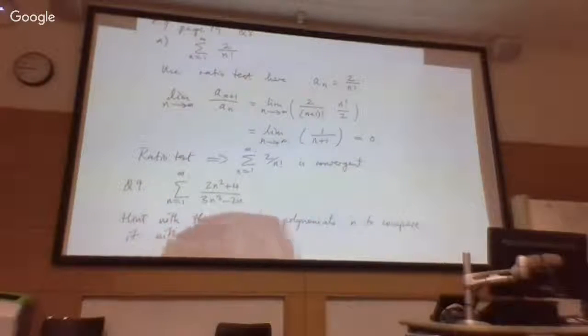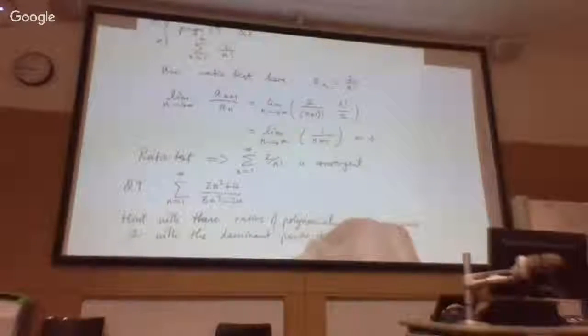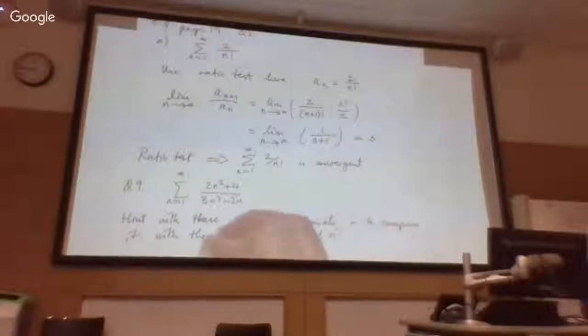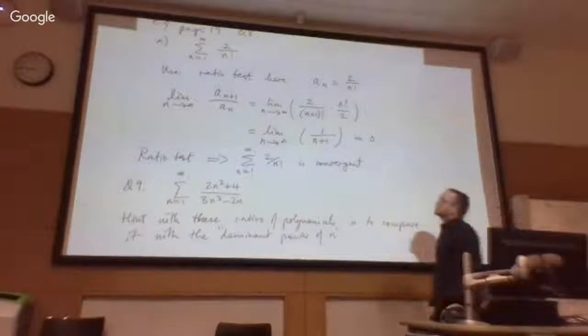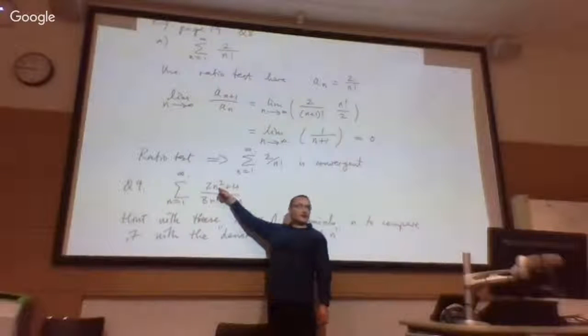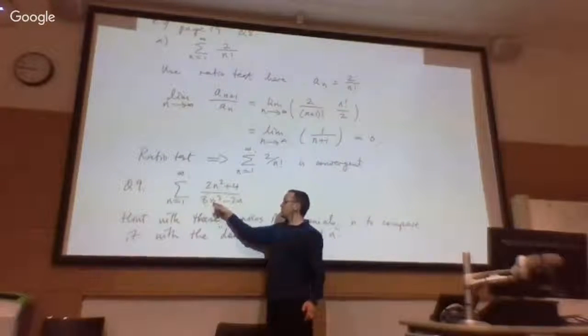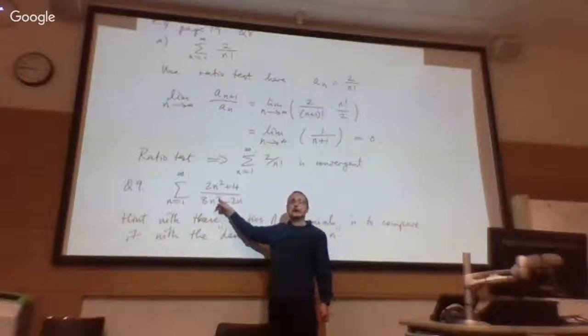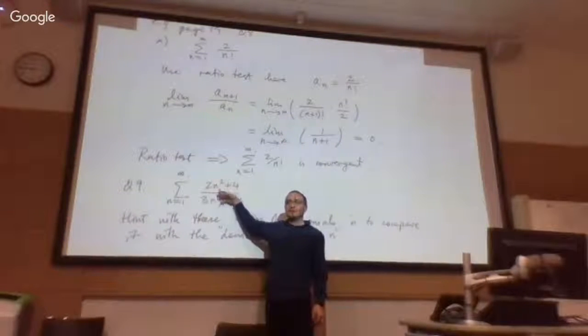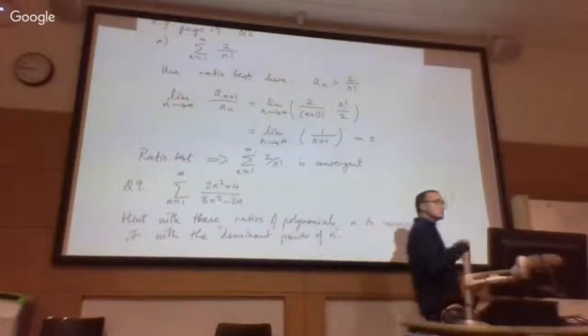with the dominant power of n. And by the dominant power of n, what we're looking at is, well, really this numerator one is a quadratic. It's an n squared term, whereas the denominator one is an n cubed term. And as n gets large, those will be the dominant term. So it's n squared divided by n cubed. So that's 1 over n.